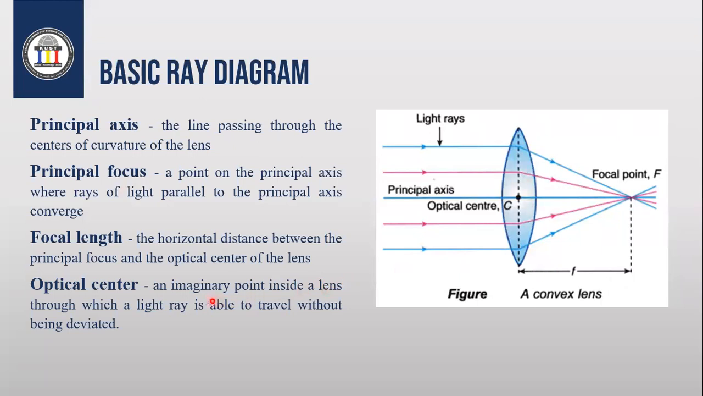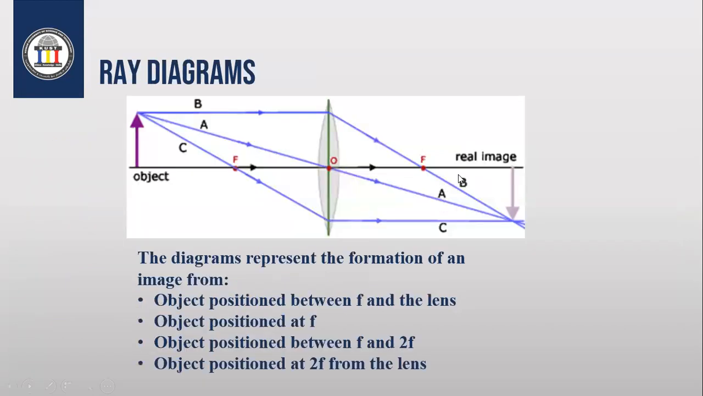The optical center, C, is the imaginary point inside the lens through which a light ray is able to travel without being deviated. So when the light passes through the middle of the lens, it passes without any deviation, so no refraction happens. We will understand it when we have the cases.